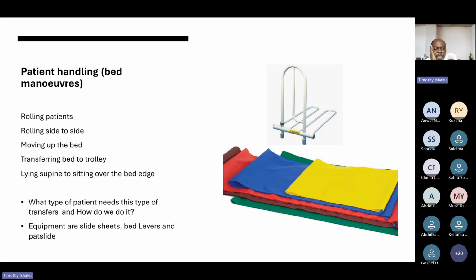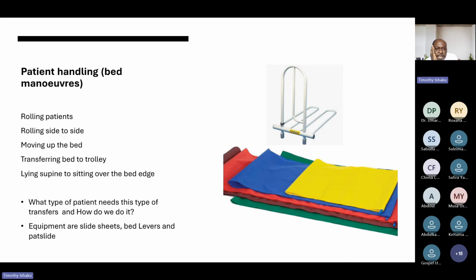And like I said, for the slide sheet, it will be ideal. But again, if we don't have a slide sheet, then we can use other sheets for our patient. Bed sheets, people use bed sheets. Pillows and towels were given as examples. But also they can find any slippery objects that can be used. The bed levers, ideally, we have bed levers, put on the bed sides of the patient.